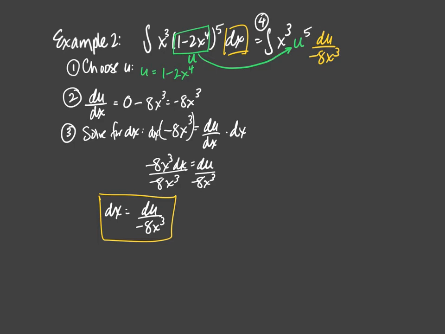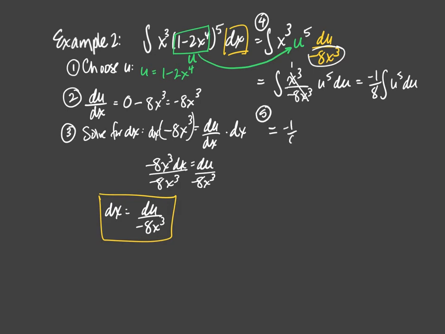And we're not quite done. We want to do some cleaning up, some simplifying. So I noticed this negative 8x cubed down here in the denominator. And again, by multiplication with fractions, we can slide that negative 8x cubed under the x cubed. x cubed over x cubed is 1. So this simplifies to negative 1/8 u to the 5th du. And I have that format I was looking for, u raised to a power that is not equal to negative 1.